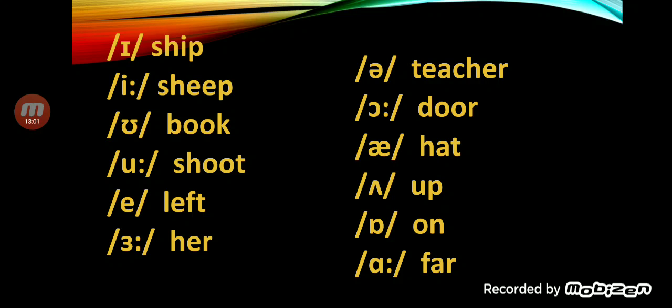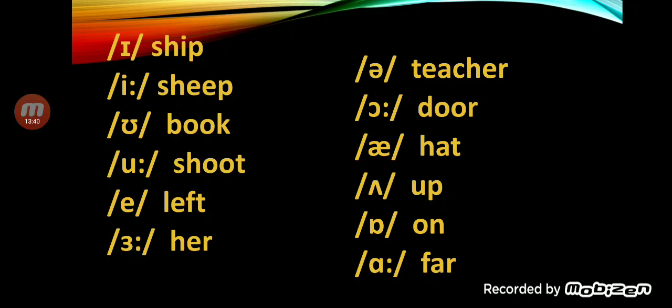The next is the long form of O, as in door, floor, etc. The next vowel is the a sound in hat, cat, etc. Hat, H-A-T, hat, cat. The next vowel is an inverted V, as in up. The next one is O, as in on. The last one is A, as in far.